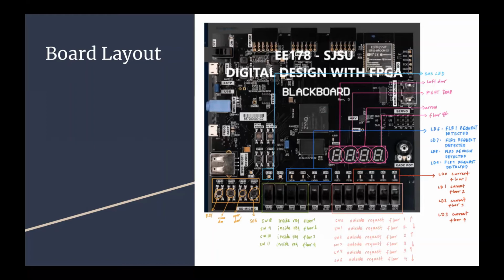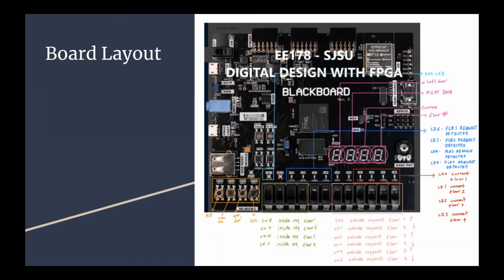And then to talk about the LEDs, these LEDs are to represent that there's a request for floor 1 or 2, 3, and 4. So this is the request for floor 1. This is the request for floor 2. This one will request floor 3. And lastly, this LED 9 would request floor 4.